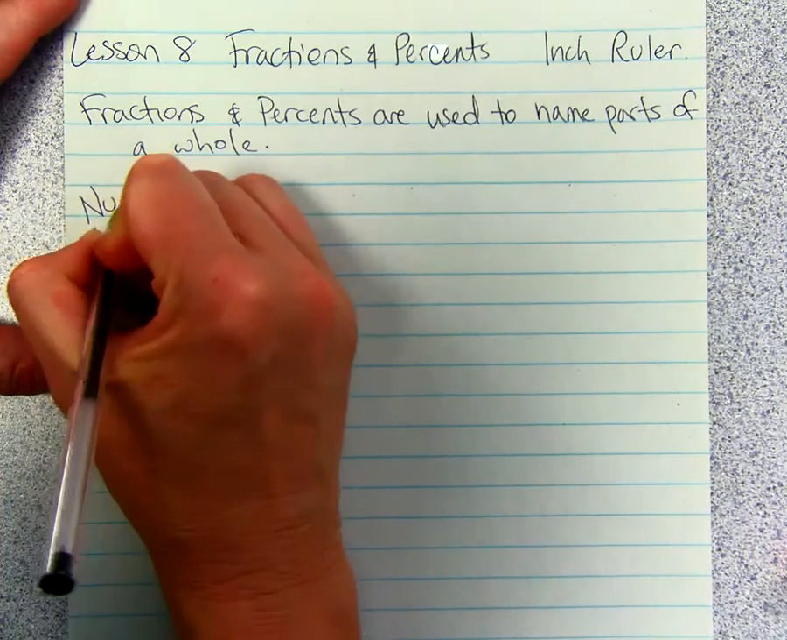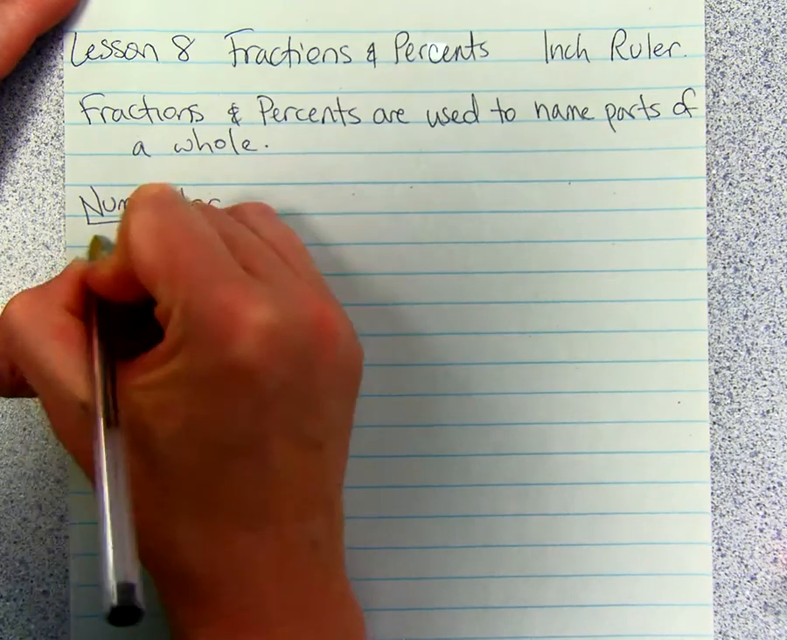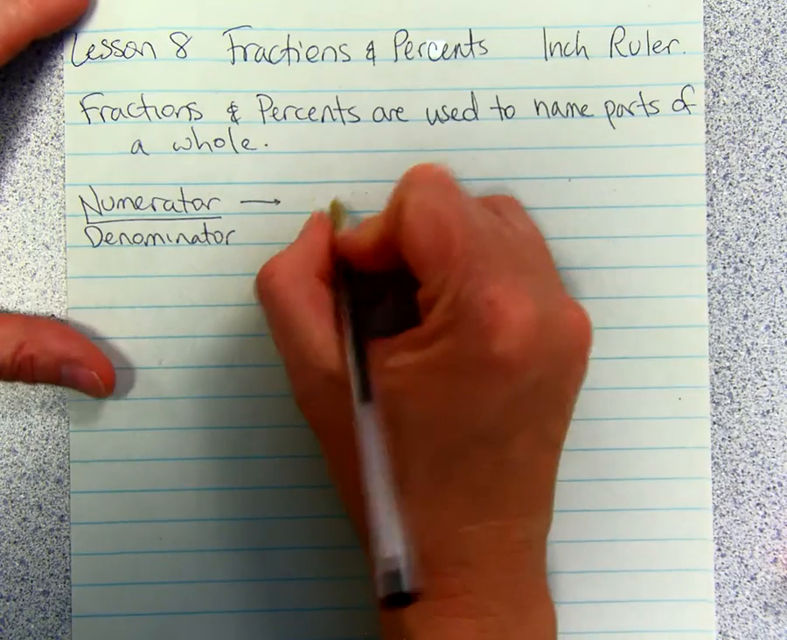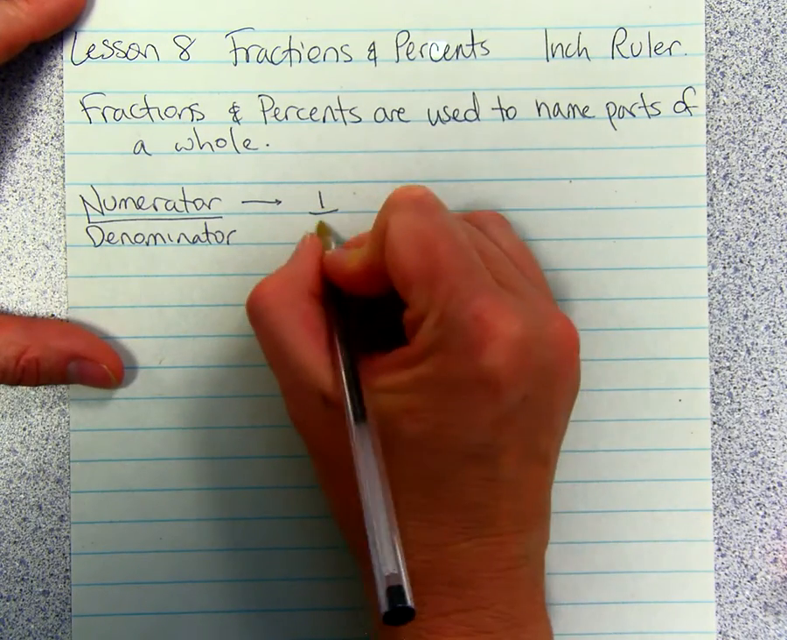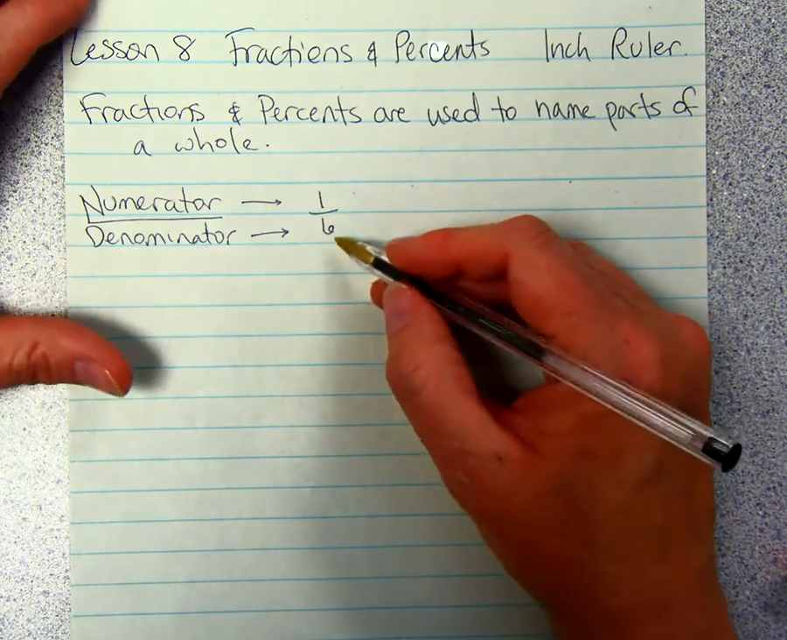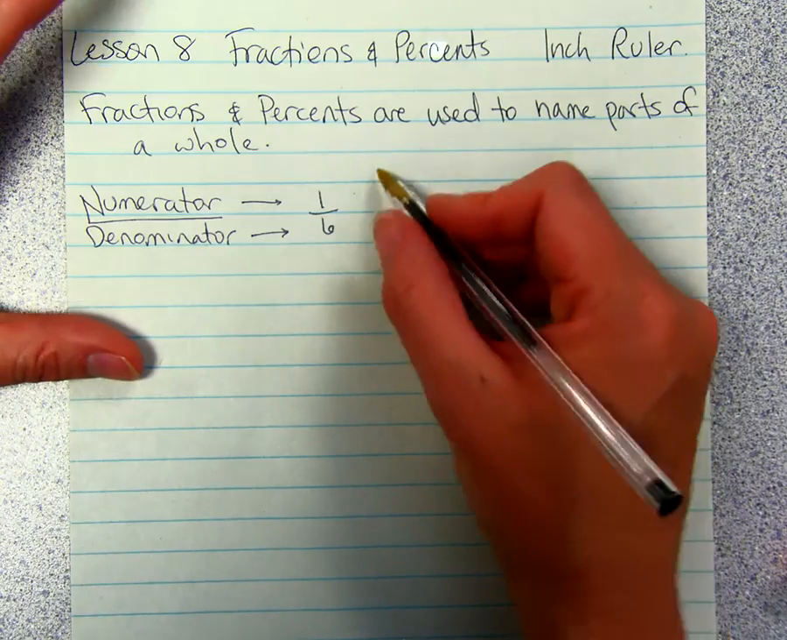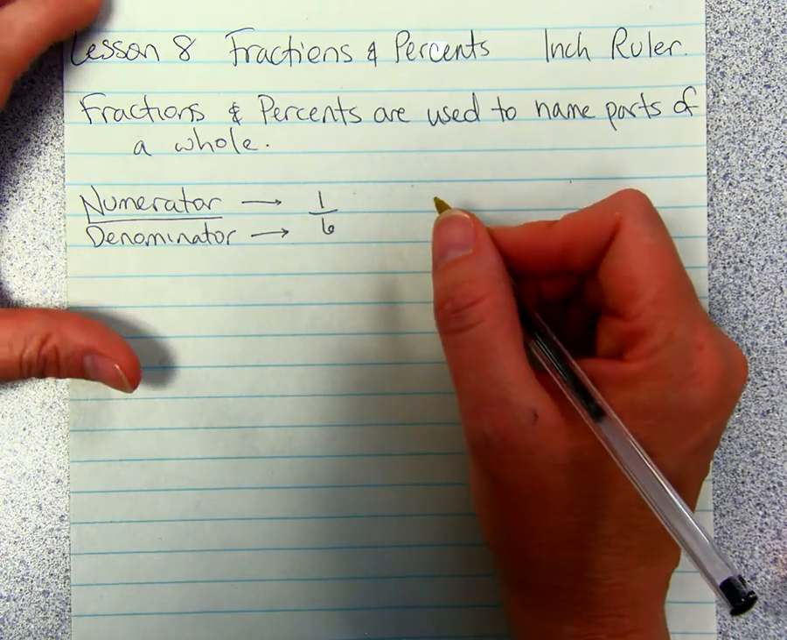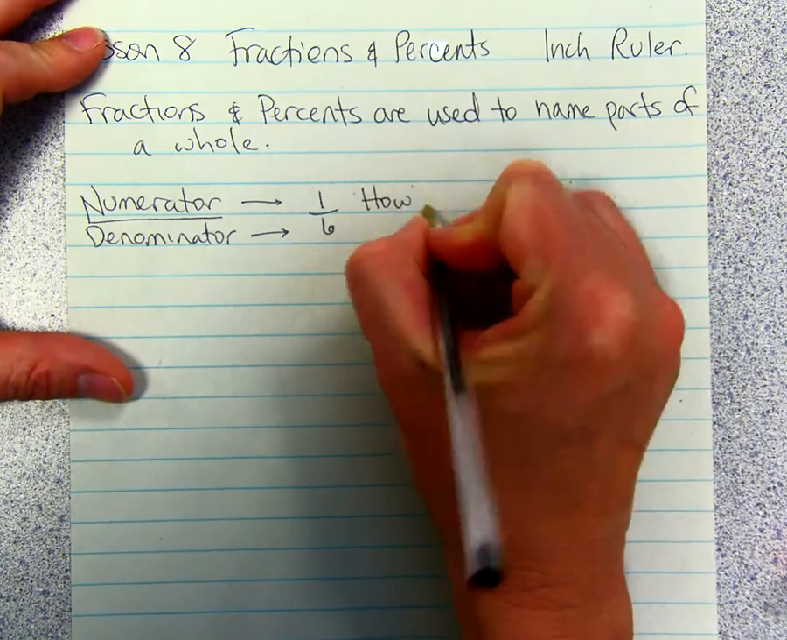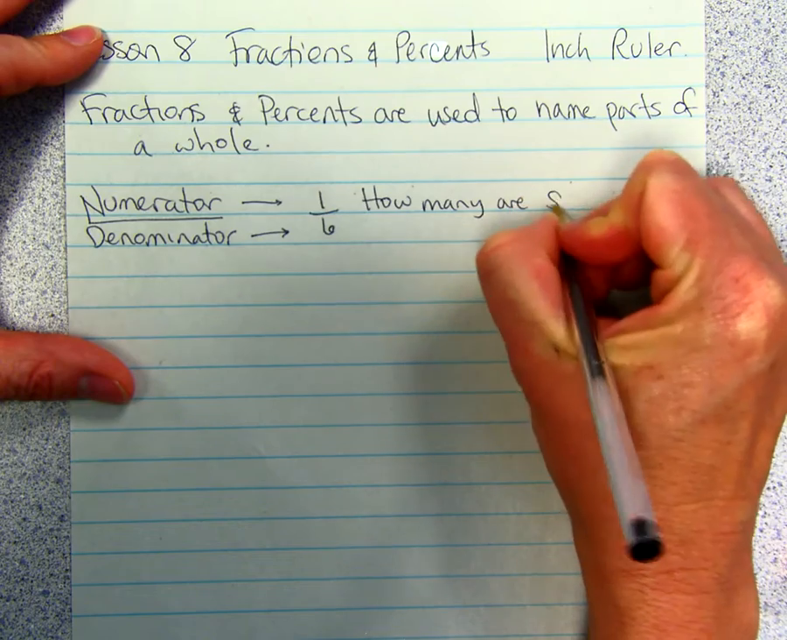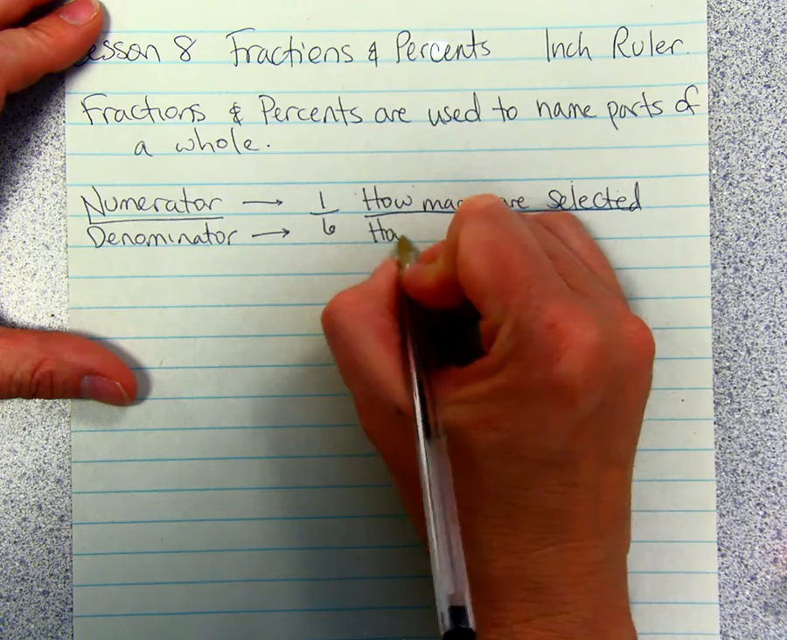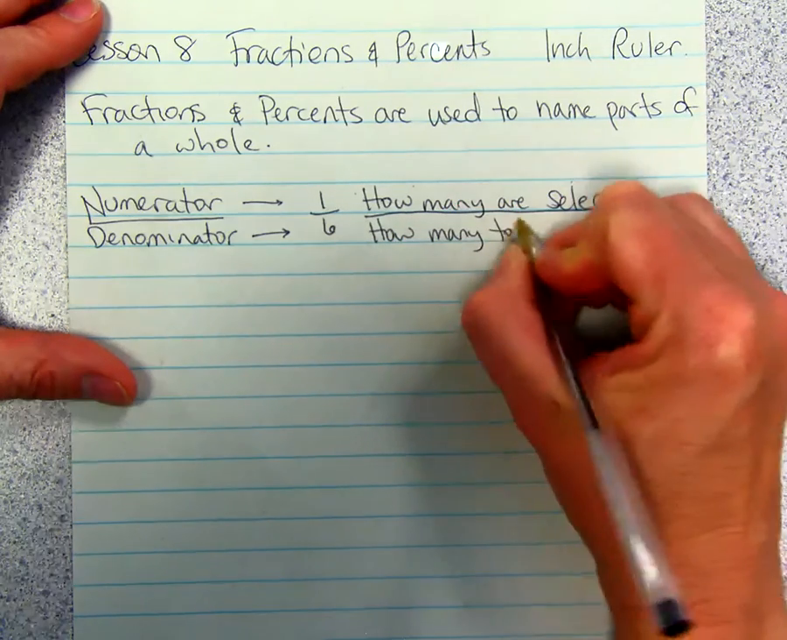In a fraction, we have a numerator and a denominator. The numerator is the number on top. So we're going to do an example of a fraction, 1/6. The denominator is the number that goes below the fraction bar. The numerator tells how many are selected, and the denominator tells how many total equal parts.